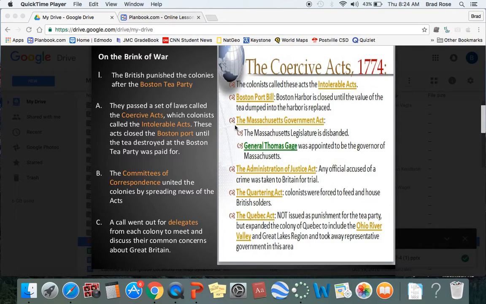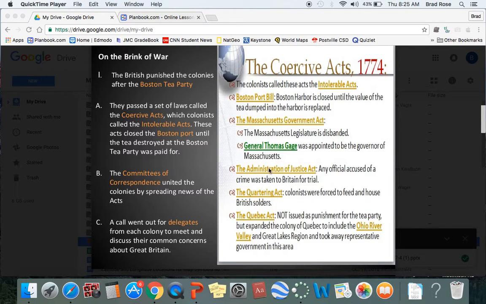They also get rid of Massachusetts' government. The king takes General Thomas Gage, the British general, and appoints him as governor of Massachusetts. And now Massachusetts no longer has a government. It's led by a British general.